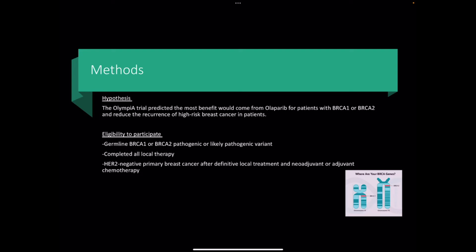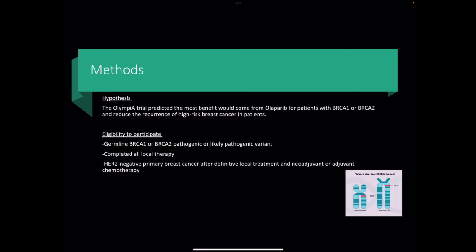Also, BRCA1 and BRCA2 have proteins that are important for DNA repair and homologous recombination. The OlympiA trial was designed to test the efficiency of adjuvant PARP inhibitor therapy with Olaparib in patients with early breast cancer and impaired BRCA1 or BRCA2 homologous recombination function.